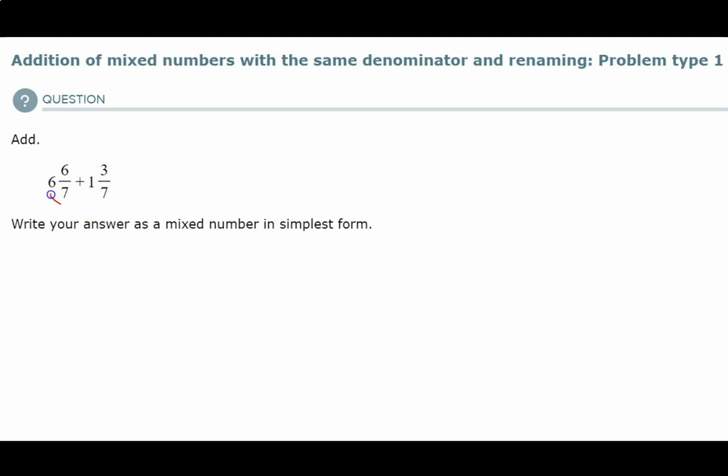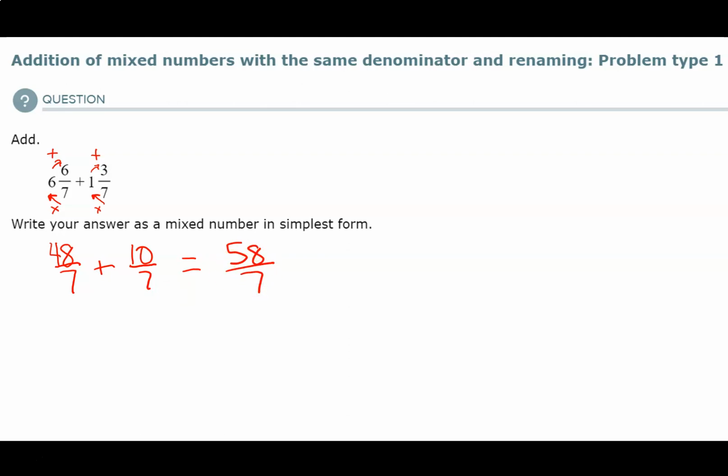going to do is convert these into improper. 7 times 6 is 42. 42 plus 6 is 48. So this is 48 sevenths. Here I have 7 times 1, which is 7, plus 3 more, which makes 10. Okay, so this looks like what we did in the last lesson. 48 sevenths plus 10 sevenths makes 58 sevenths.